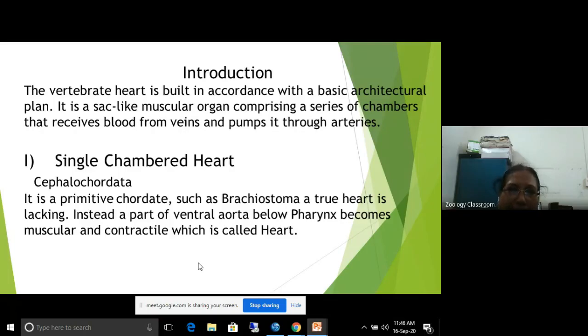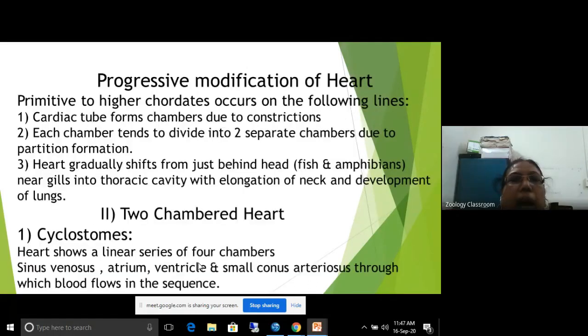So this divides into single-chambered heart, two-chambered heart, three-chambered heart, and four-chambered heart. The single-chambered heart is only found in the cephalochordata, for example amphioxus. In amphioxus, a part of the ventral aorta below the pharynx becomes muscular and contractile, which is called the heart. No specific organ heart is present in amphioxus.